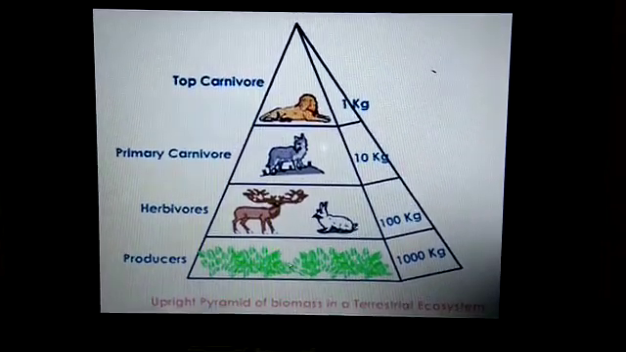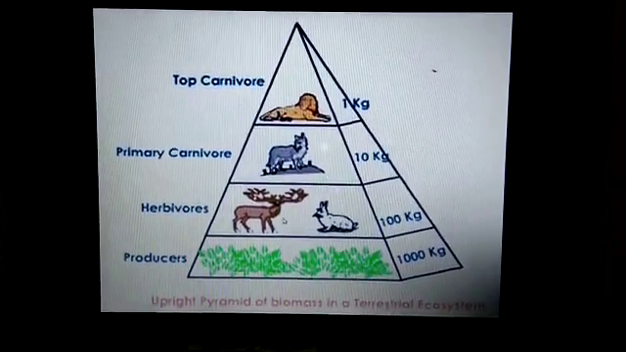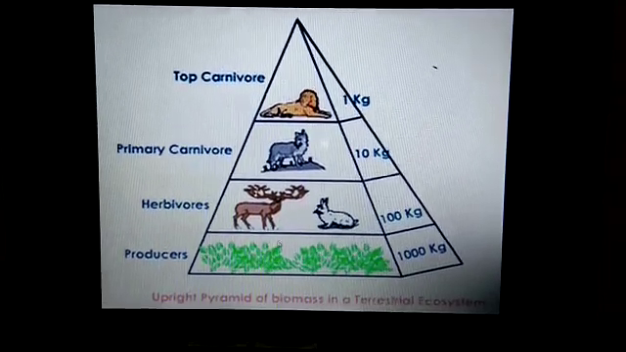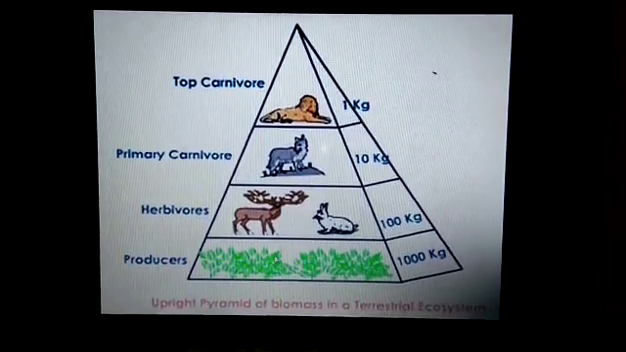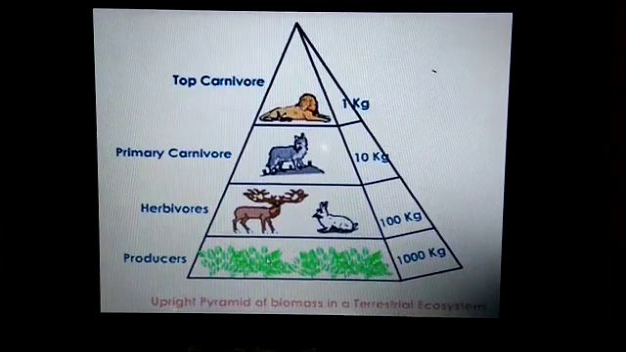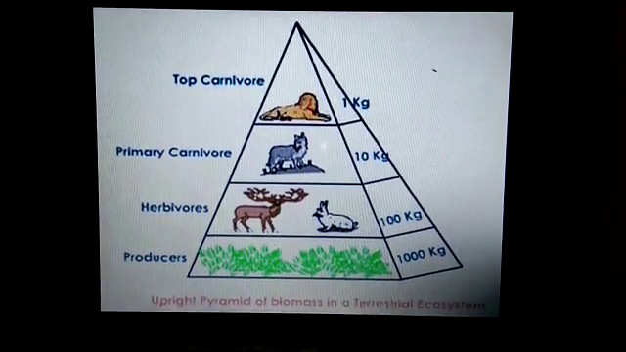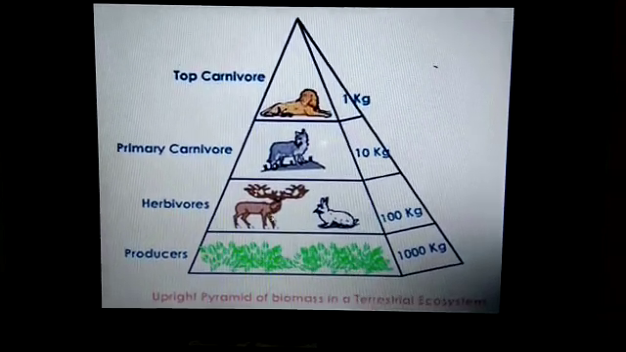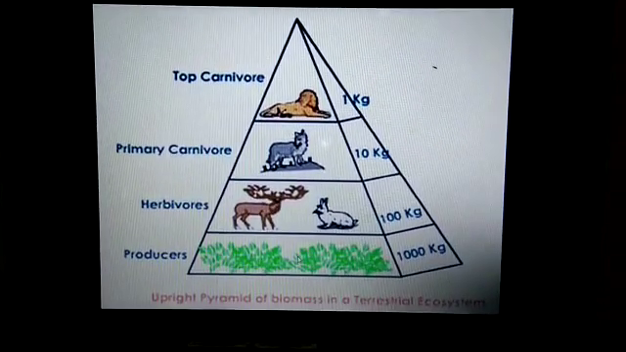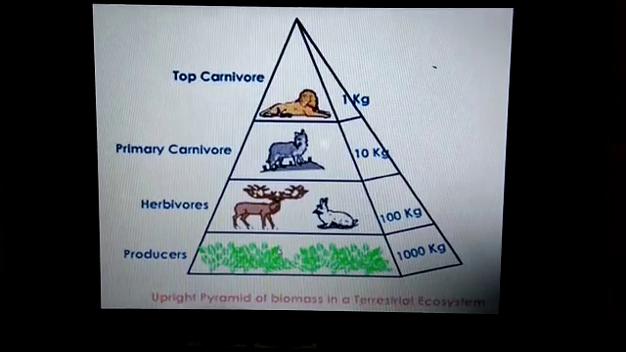So in this way you can see that at every level the number and the mass of each living organism varies step by step, and it is in decreasing order. As you can see, it is in decreasing order, in number and also in mass.